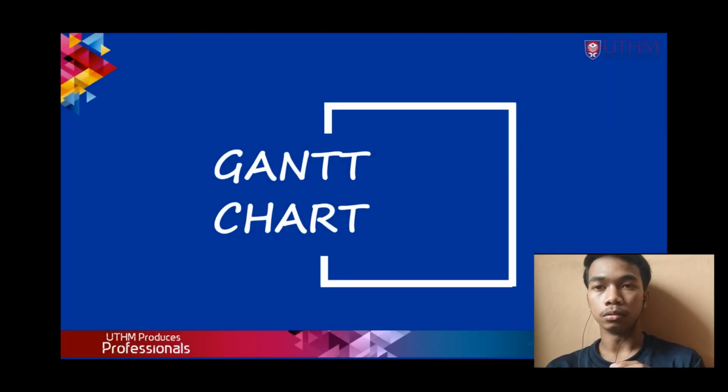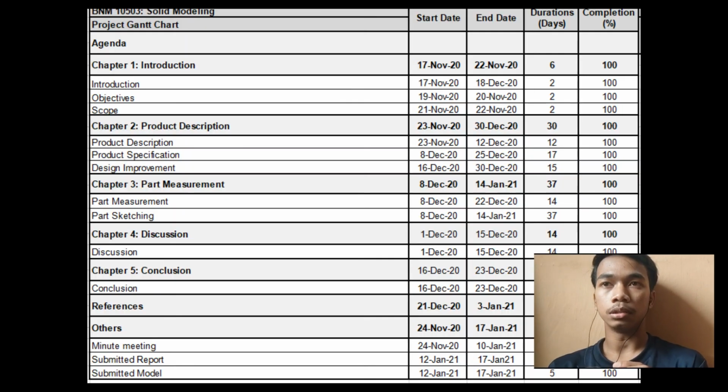Now I am going to explain our Gantt chart. Solid Modeling Project, BNJ10503 Project Gantt chart. For the agenda for this project, we have Chapter 1 Introduction, Chapter 2 Product Description, Chapter 3 Part Measurement, Chapter 4 Discussion, and Chapter 5 Conclusion, and also references and others. For the introduction, the starting date is 17 November 2020 until 22 November 2020.